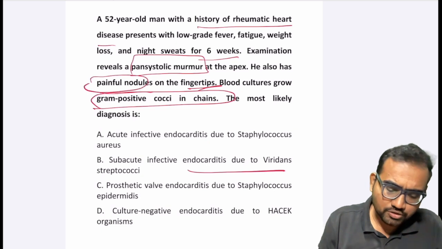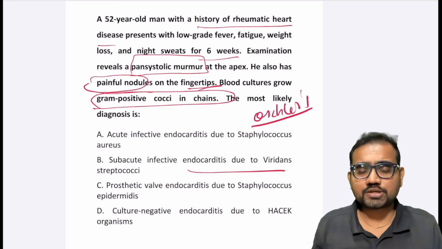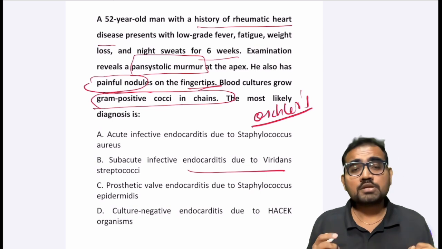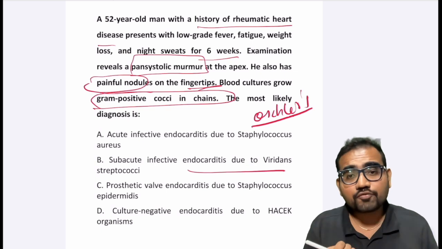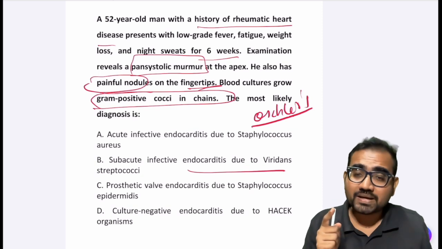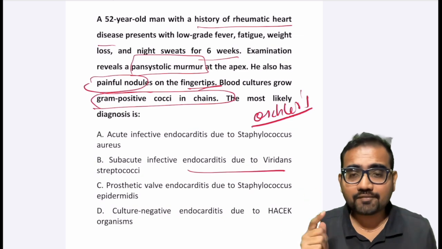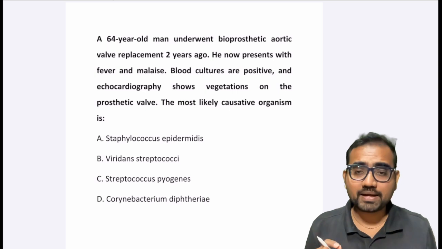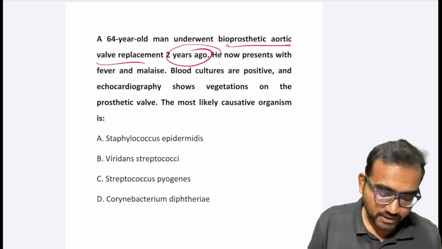And there are painful nodules, Osler nodes. Osler nodes are because of immune complex deposition: with prolonged exposure there are long antigen antibody reactions, leading to immune complex deposition. So a pansystolic murmur with fever and chills for 6 weeks and a history of rheumatic heart disease favors subacute infective endocarditis in already affected valves, whereas a systolic murmur with an acute condition and IV drug abuse is classic of staphylococcal infection, that is acute infective endocarditis.